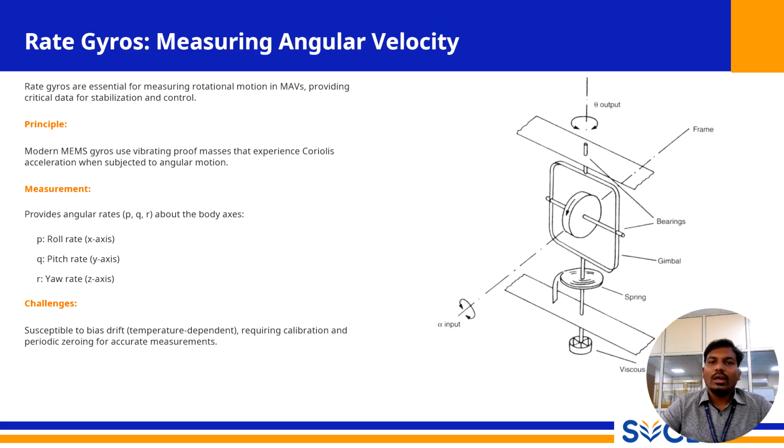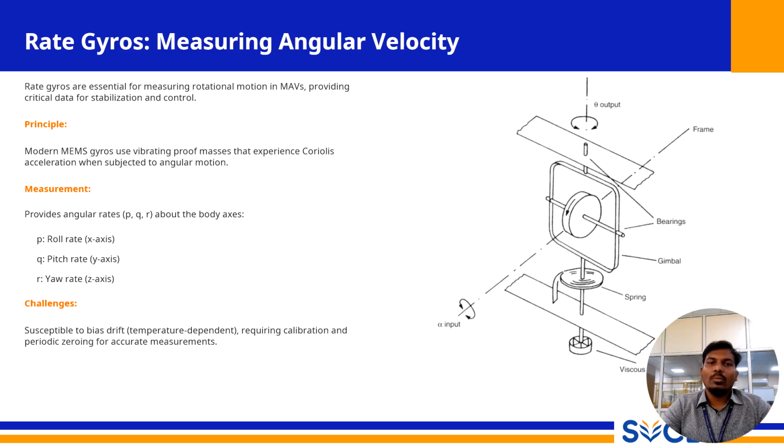While the diagram on this slide shows a classic mechanical gyroscope with a large spinning wheel, the operational principle of the sensor in a modern MAV is quite different and much more compact. Modern MEMS gyros use a vibrating proof mass that experiences Coriolis acceleration when subjected to angular motion.